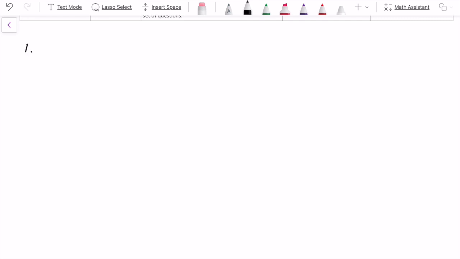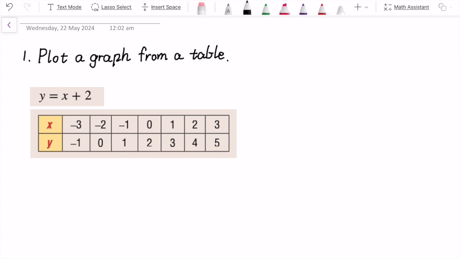First skill, you are going to plot a graph from a table. Let's start with an example. This is a linear equation, and this is a table. So you are going to use the table to plot a graph.